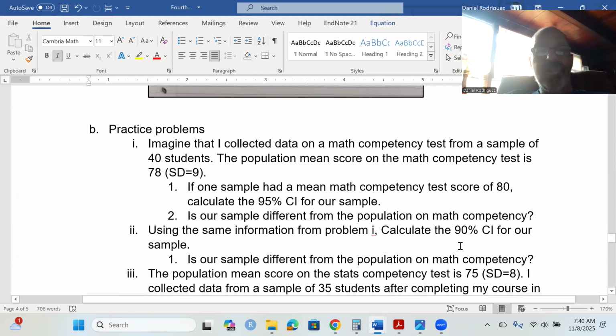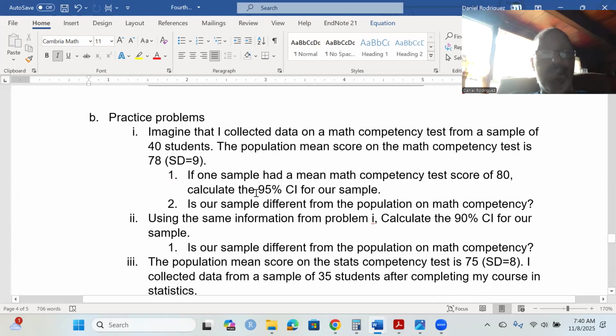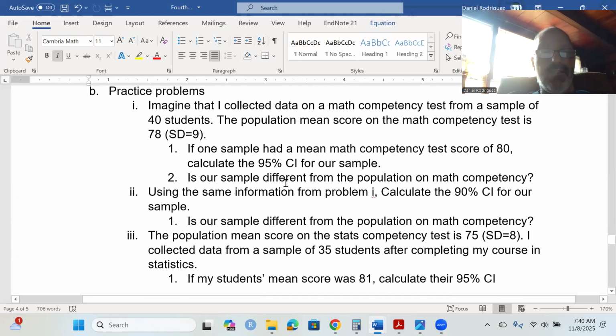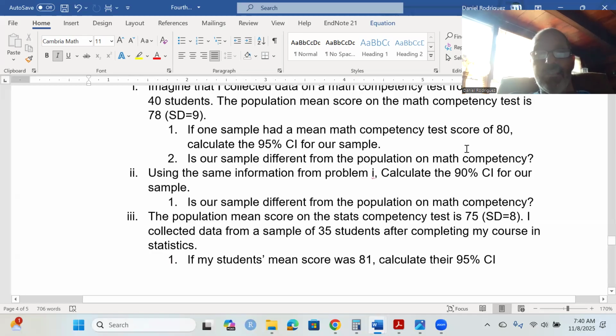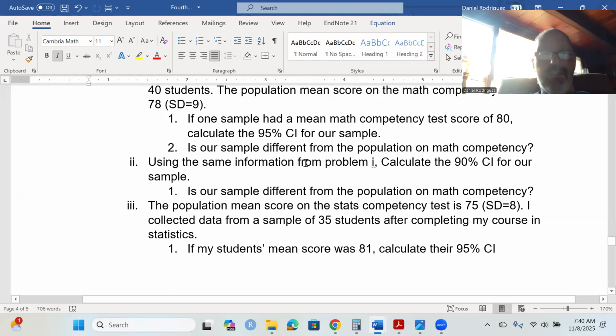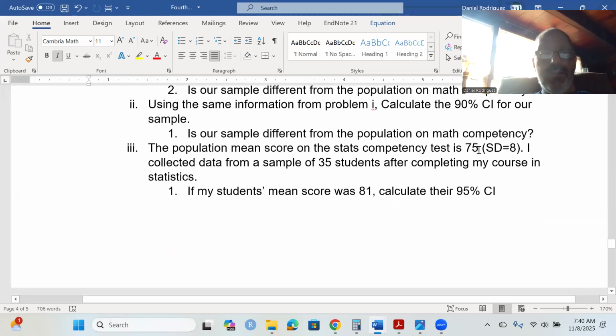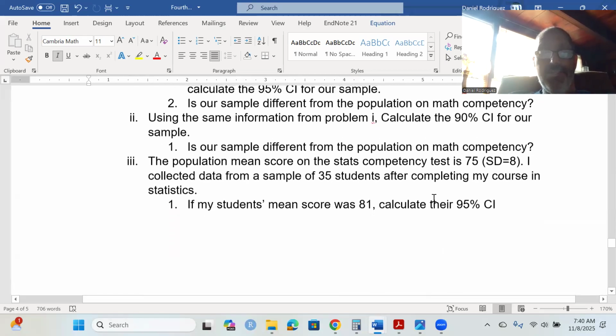There's a practice problem. Imagine that I collected data on a math competency test from a sample of 40 students. The population mean score on the math competency test is 78 with a standard deviation of 9. If our sample had a mean math competency test score of 80, calculate the 95% confidence interval. Is our sample different from the population on math competency? Does the confidence interval include the true population mean value? Then, using the same information, calculate a 90% confidence interval.